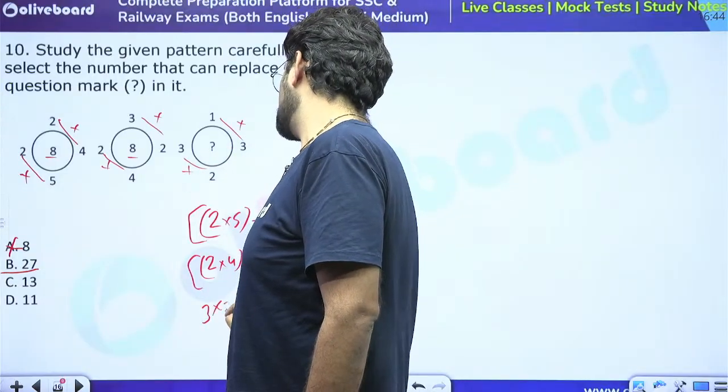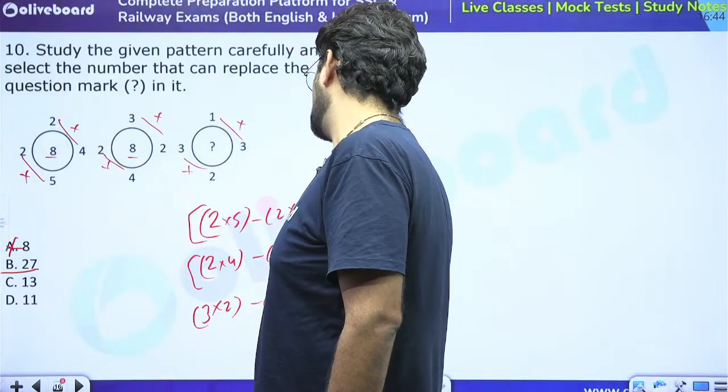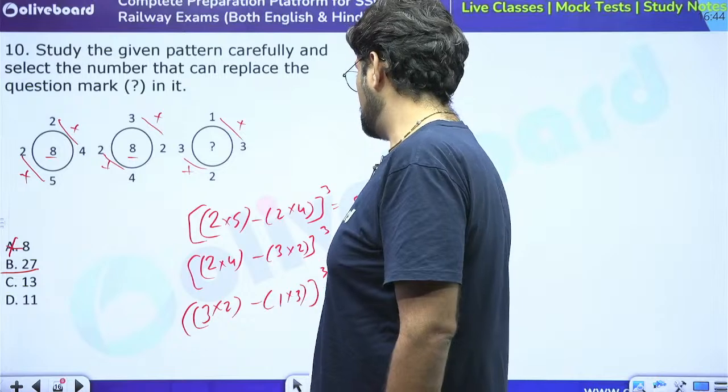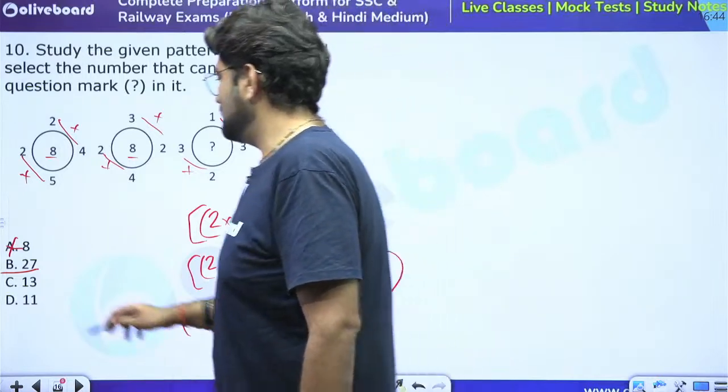So 3 into 2 is 6. Minus 1 into 3 is 3. Cube this difference. So 3 cube is 27. This is it.